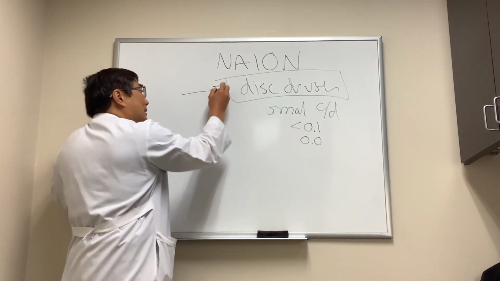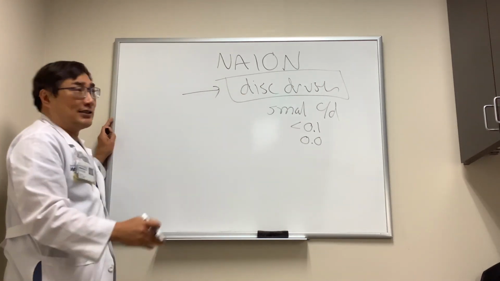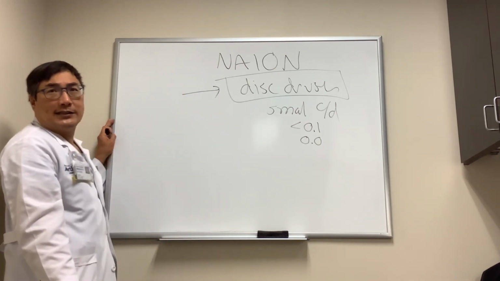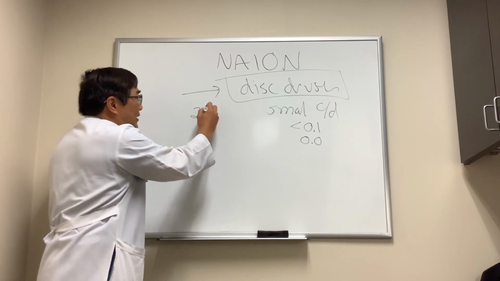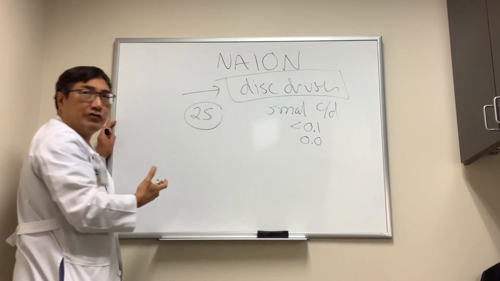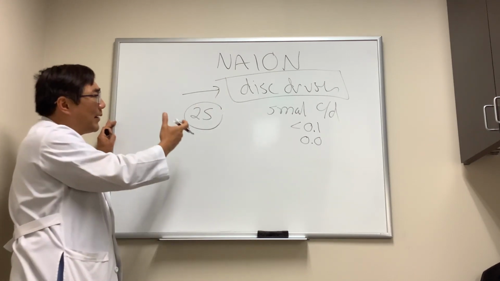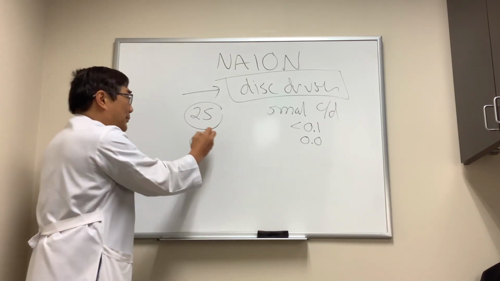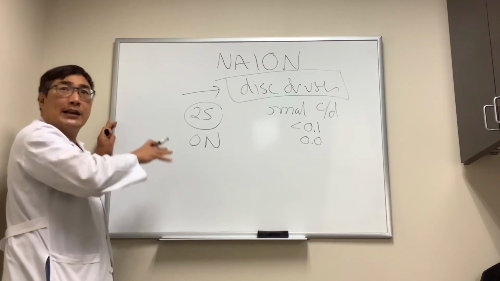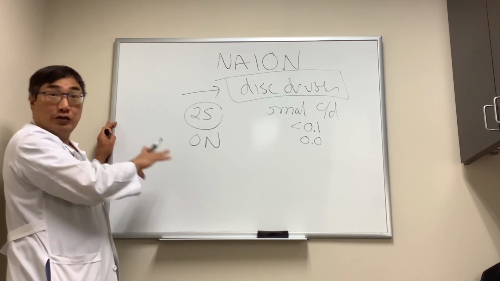However, because there is no test to prove that the disc drusen causes NAION, you really have to work this up. And the problem is a lot of patients who have disc drusen are found when they're young. And so the most common cause of acute unilateral optic neuropathy in a 25-year-old is optic neuritis. And so we're going to have to use the MRI to adjudicate this question.